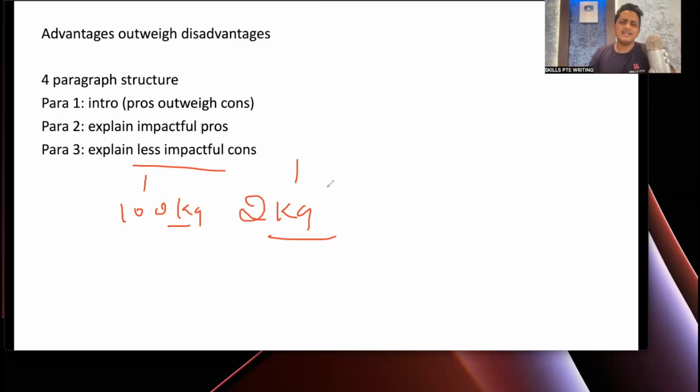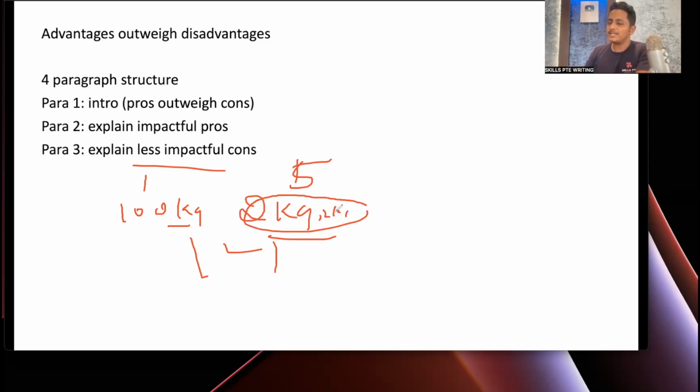In the light disadvantage, there are some steps. If you follow this, that is not a disadvantage at all. Now 100 kg, 2 kg, the 100 kg advantage will outweigh the disadvantage. I'm writing one advantage, one disadvantage only. You can write 5 disadvantages of 2 kg each. They're all less impact. Still, advantage outweighs disadvantage because one advantage is more impactful.